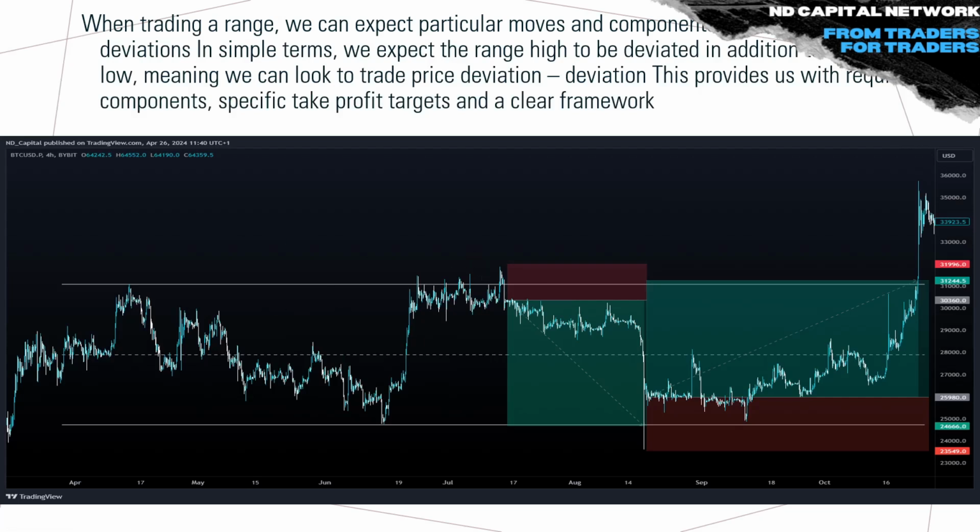And when trading a range, we can expect particular moves and components, more specifically range deviations. In simple terms, we expect the range high to be deviated in addition to the range low, meaning we can look to trade price deviation. This is what deviations look like. Here you have a deviation, then you show momentum to the downside, you change the context. Later in the video I'm going to explain what I mean by changing the context. Then you do a sweep of these lows. This provides us with specific components, specific take profit targets and a clear framework. So pretty much here you can see mid, bottom, mid, partial decline, breakup. I'm gonna get into details later on.